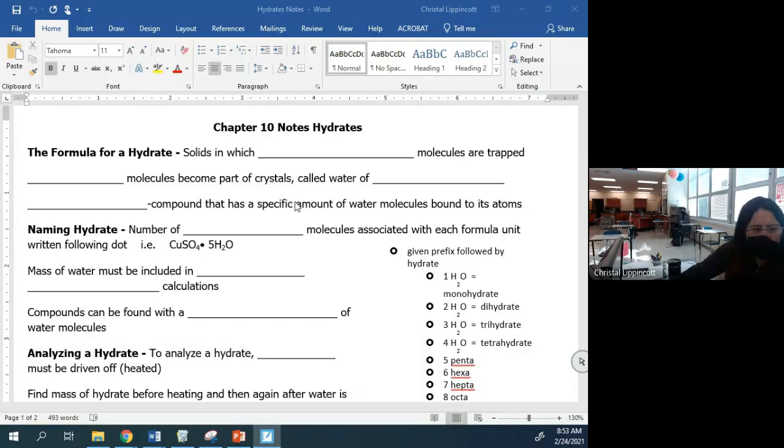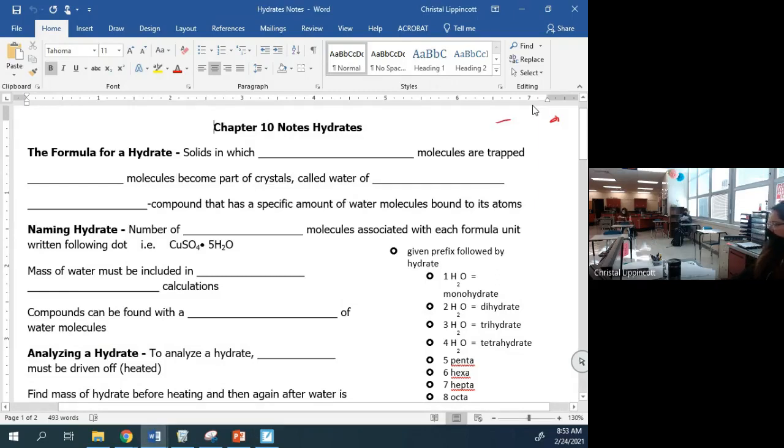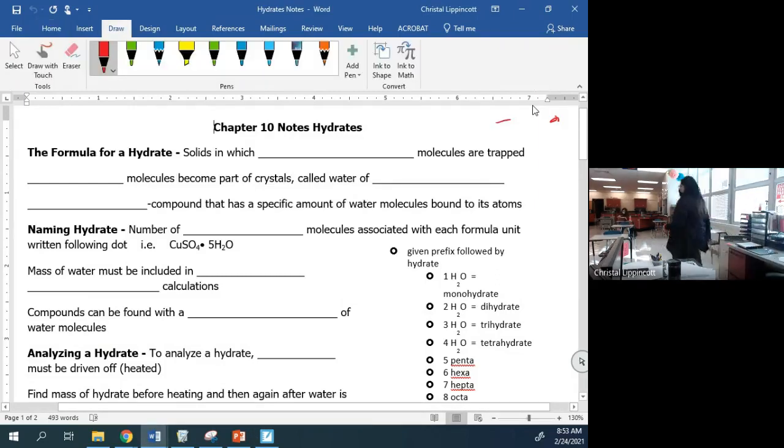Okay. So we're going to talk today then about these hydrates. And so I want to do the notes for these, and then we'll get into any of the material that you're missing, and we can talk about those. I just want to make sure that we have enough time for discussion today.